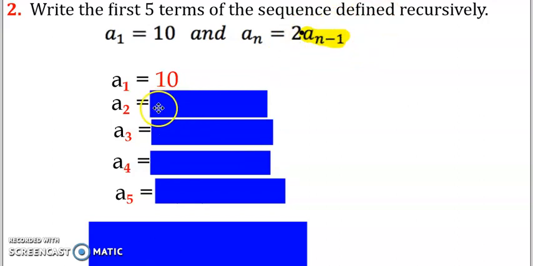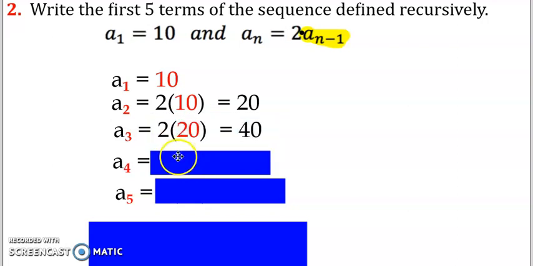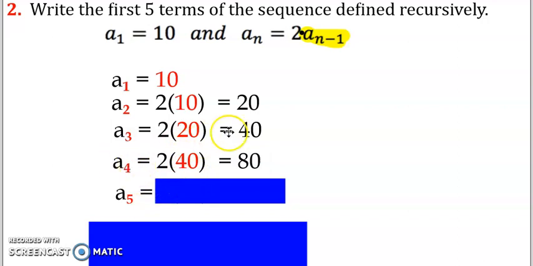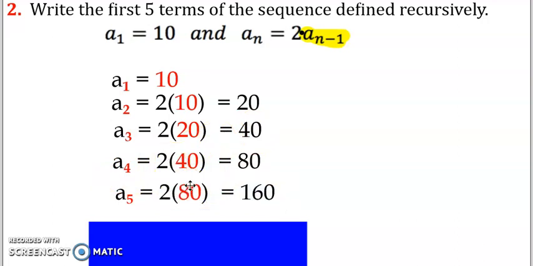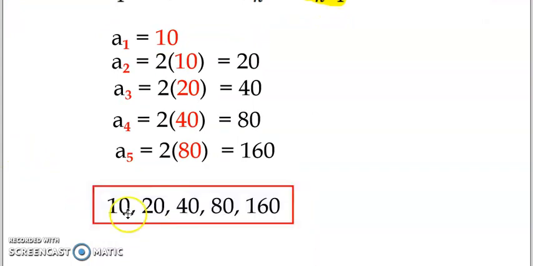So to find the second term, I'm going to take 2 times my first term, which was 10, so 2 times 10, I get 20. Then I'll multiply that by 2 to get 40. Then I'll multiply 40 by 2 to get 80. So again, I'm just multiplying the previous term. So a sub 4, the fourth term, is just the third term times 2. So very quickly we can go through and we can get our first 5 terms without doing too much heavy lifting. So 10, 20, 40, 80, and 160.